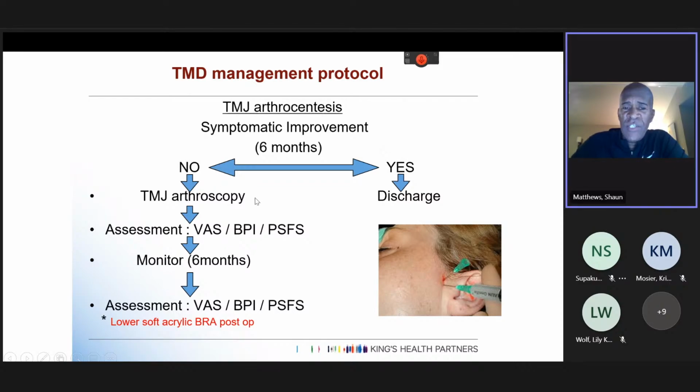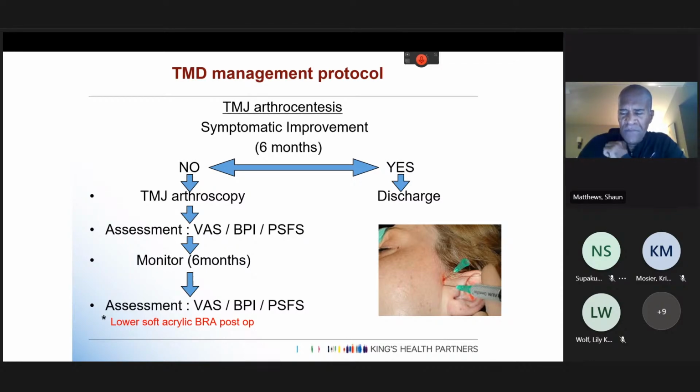On the left, if the answer is no, they're still no better, then I ramp it up to the next stage of the algorithm and do a TMJ arthroscopy procedure, where we're putting an arthroscope in the joint and visualizing the internal anatomy of that jaw joint.